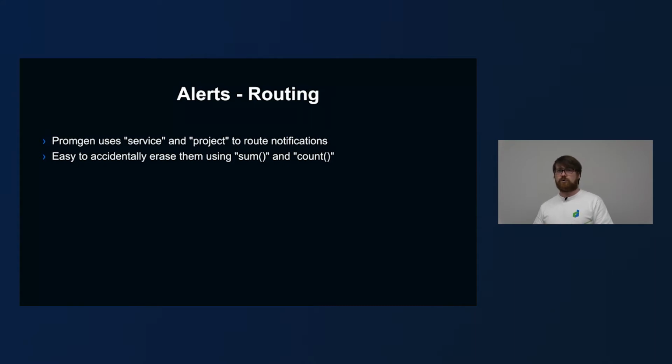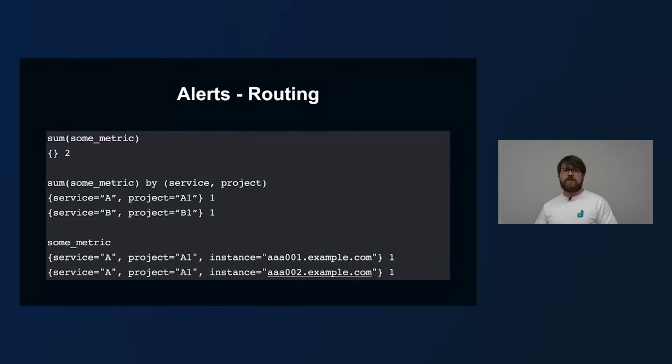But when you're writing these rules, and if you're not used to PromQL, it can be really easy to accidentally erase your labels using the aggregations like sum or count. And so what this looks like is if I take the sum of some metric, I will usually get a single value back. But if I only have that single value, I have nothing to route. Promgen doesn't know who to send the message to.